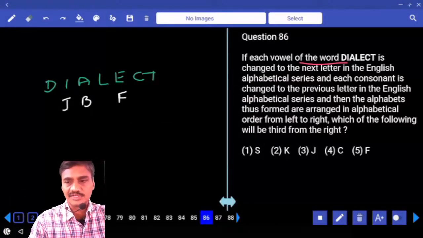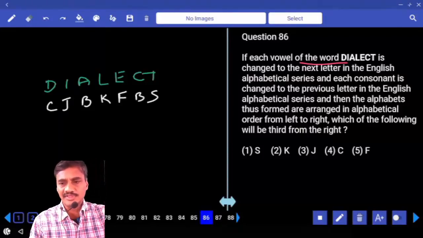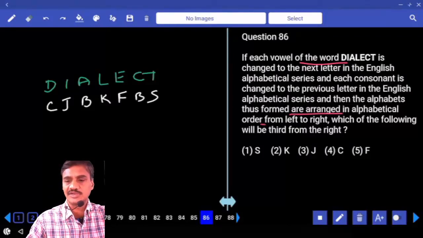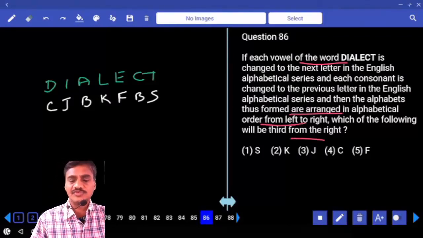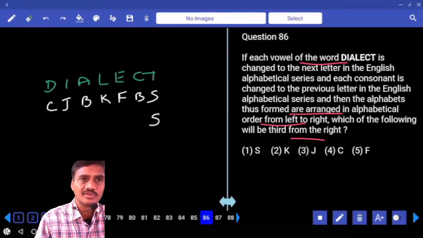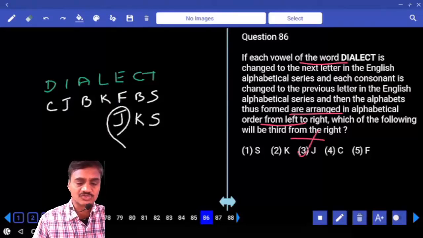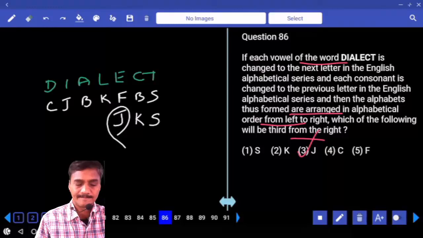And each consonant is changed to the previous letter: C becomes B, D becomes C, L becomes K, and T becomes S. Then all the alphabets formed are arranged in alphabetical order from left to right. Which of the following will be third from the right? The highest letter will be on the right-hand side, the previous highest will be K, and the next one is J. Hence J is third from the right, that is choice 3, question number 86.